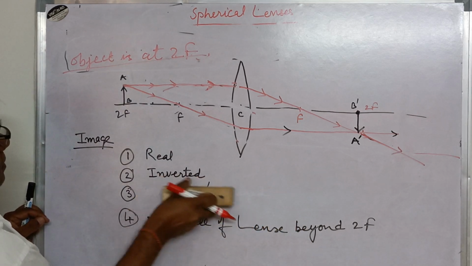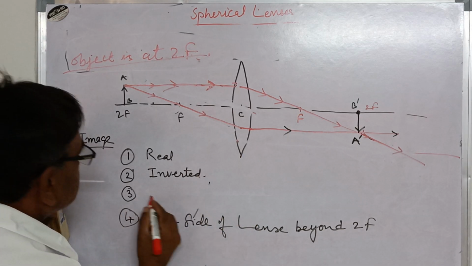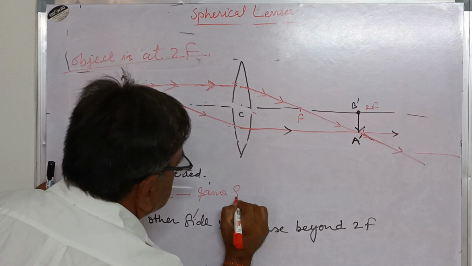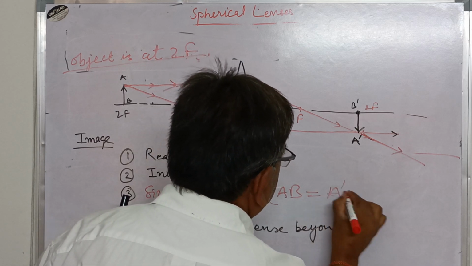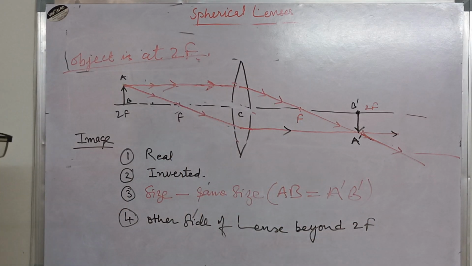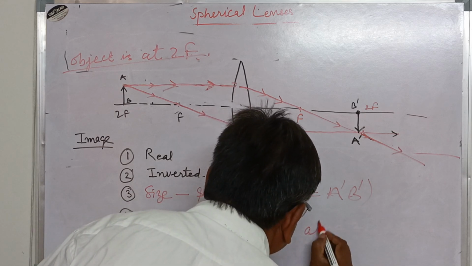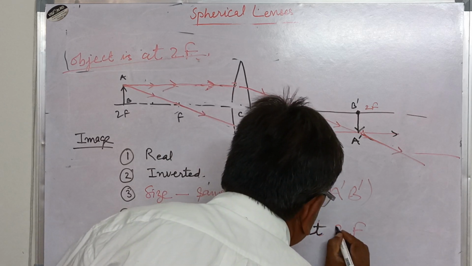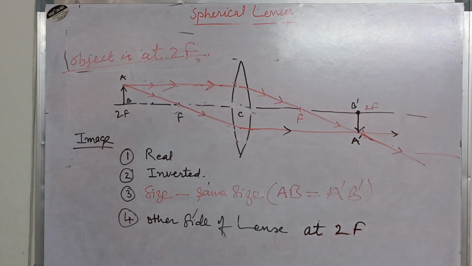And number 3, same size, meaning AB is equal to A dash B dash. It is on the other side of the lens, at 2F. This is the description of the image.